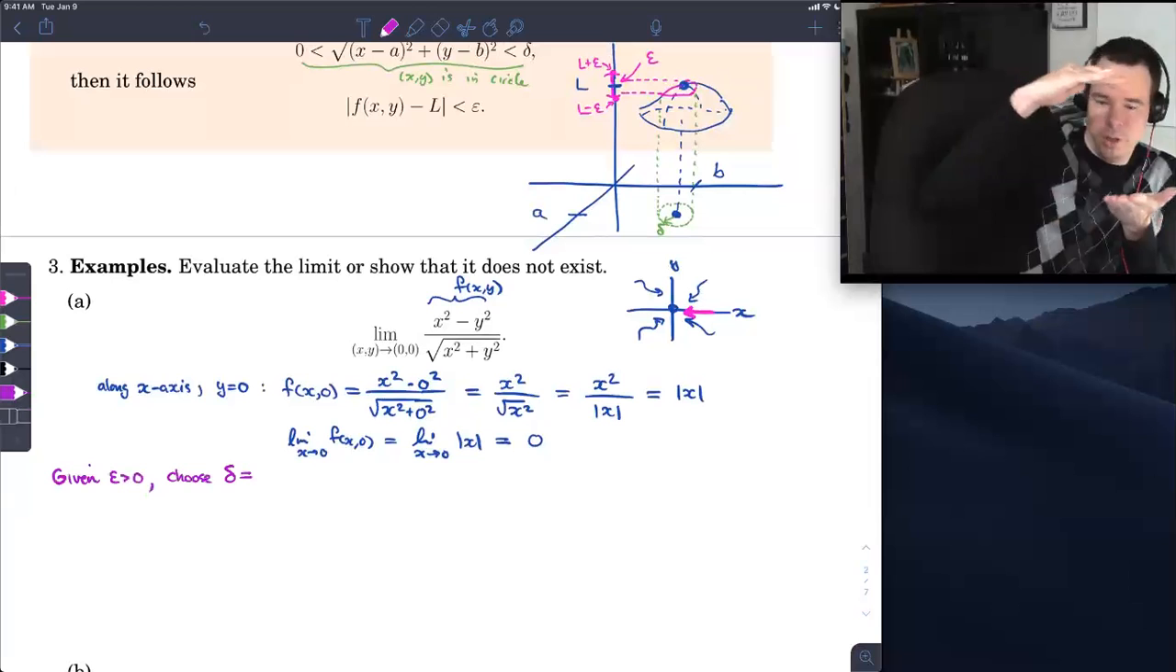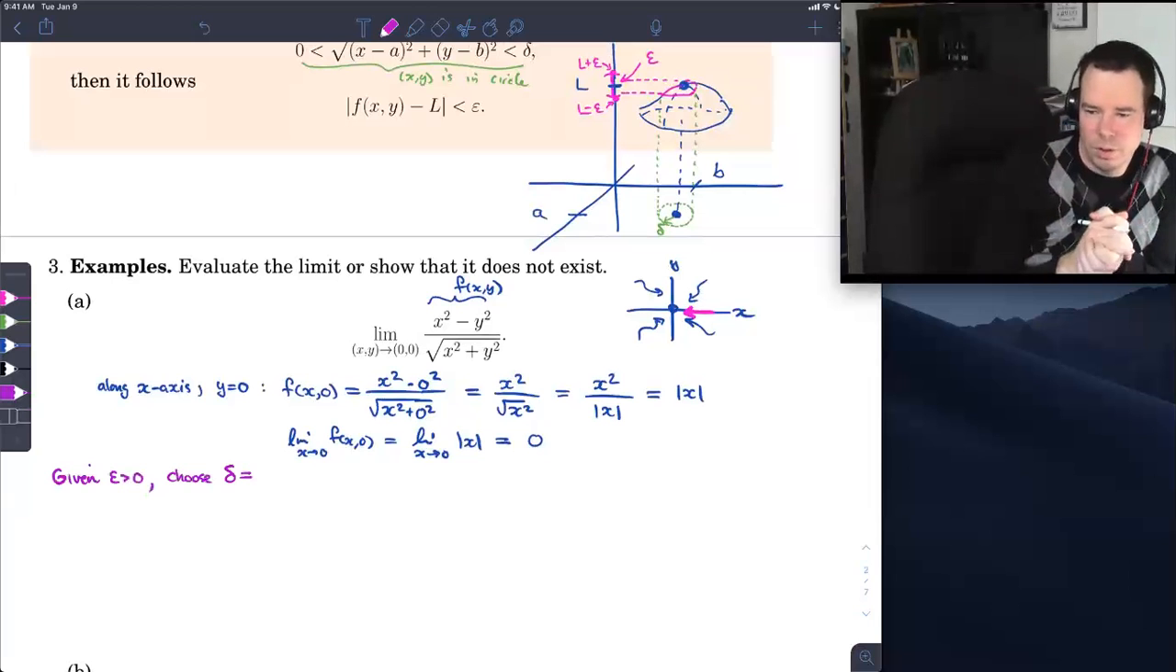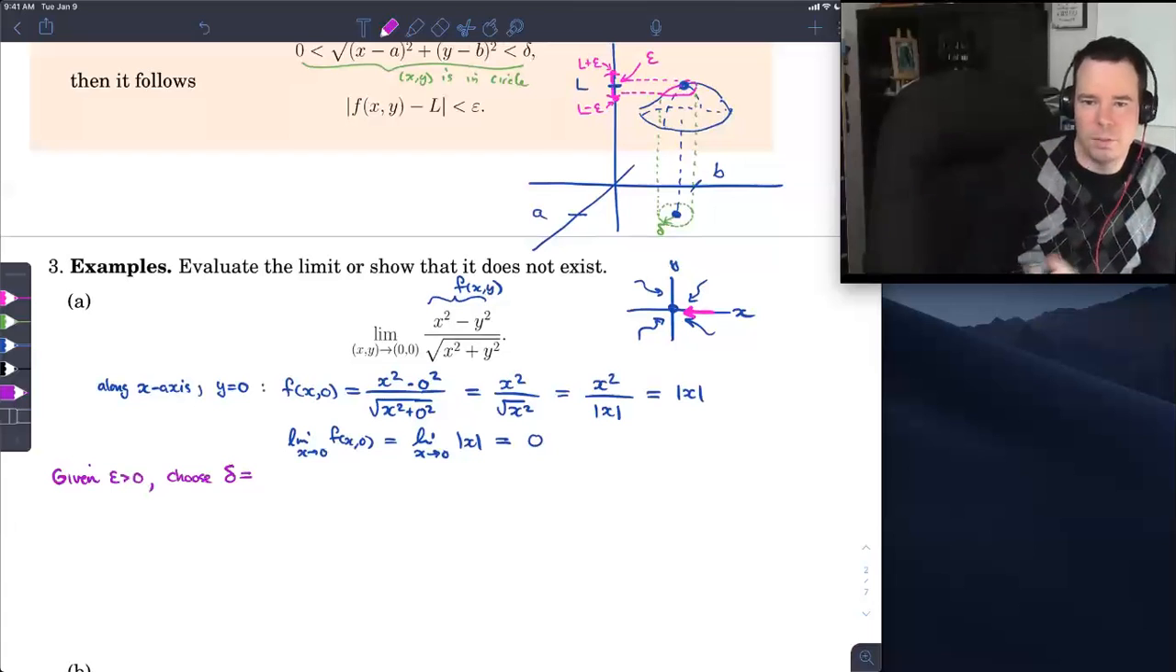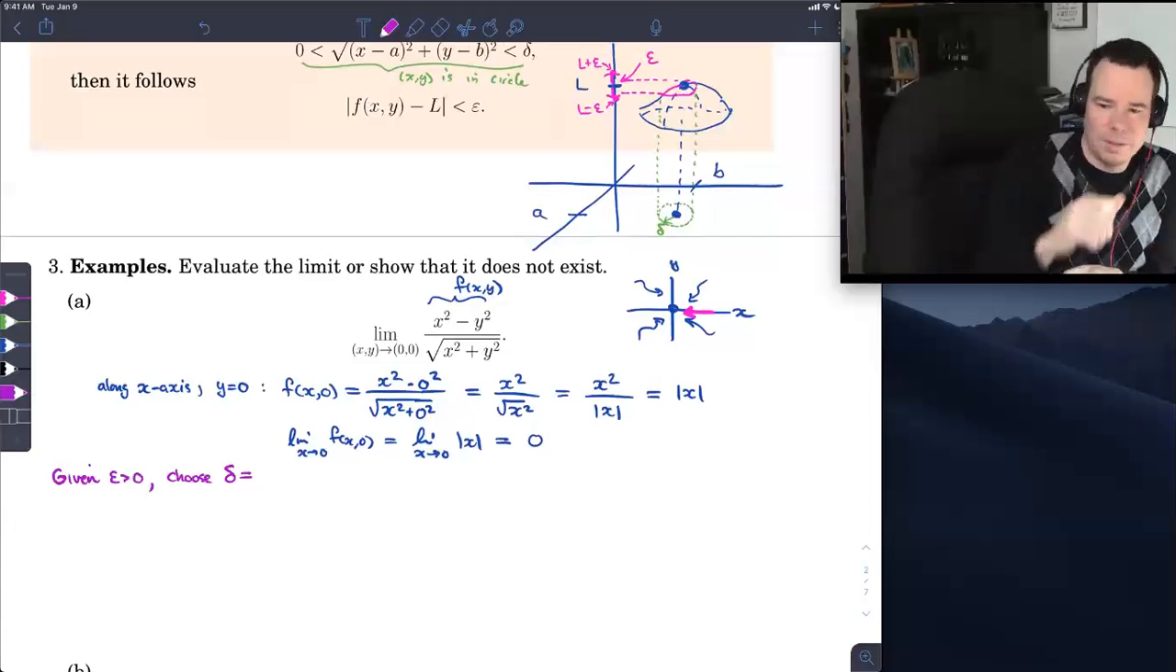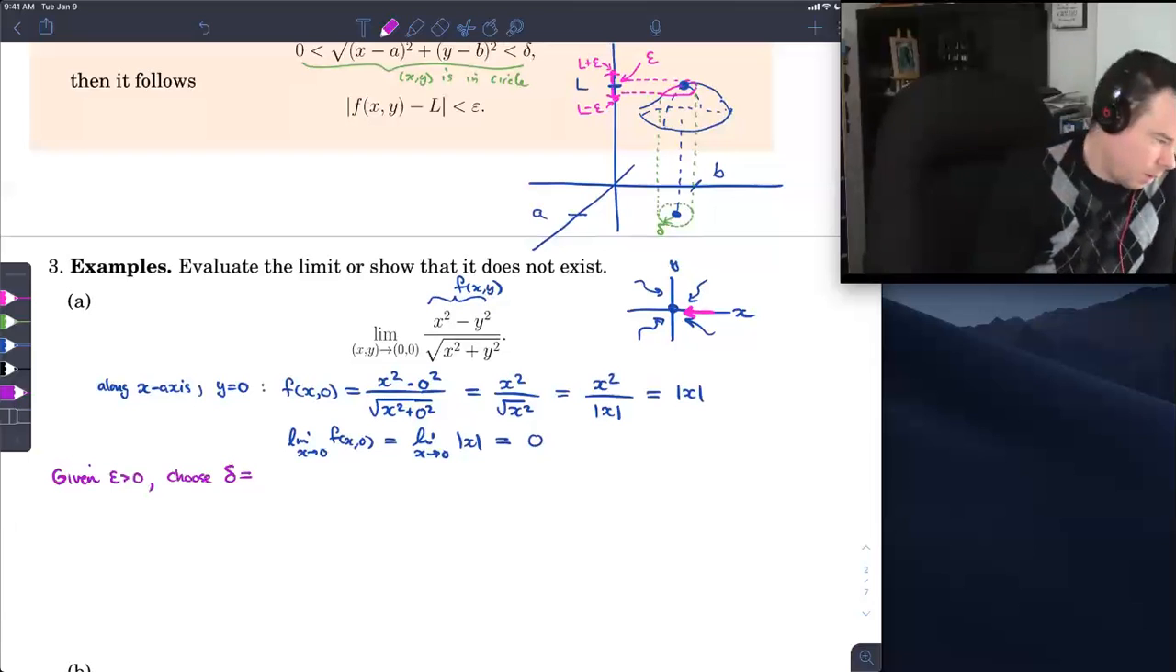So given a target along the z-axis around 0, in this case we're trying to show the limit is 0. So given the target of epsilon around 0, I need to find a radius of a circle for which anything that starts in the radius of that circle always lands within epsilon of 0 in the output. So we basically copy out a lot of the definition because that's what we need to show.